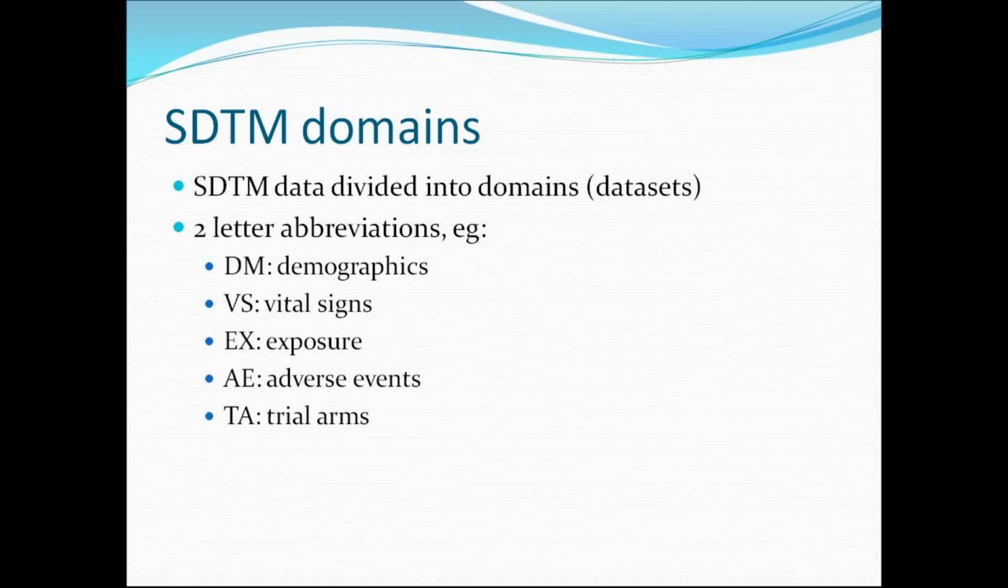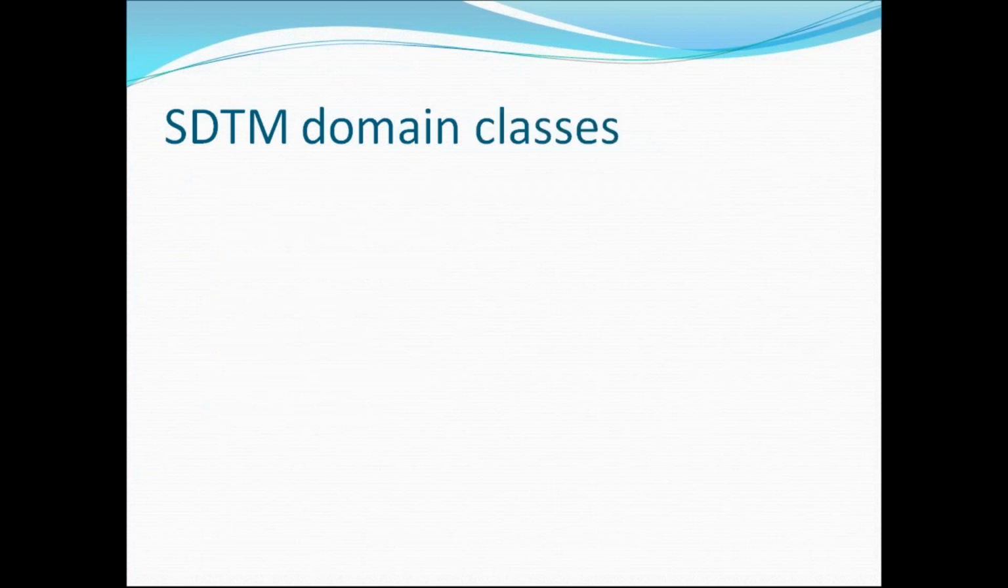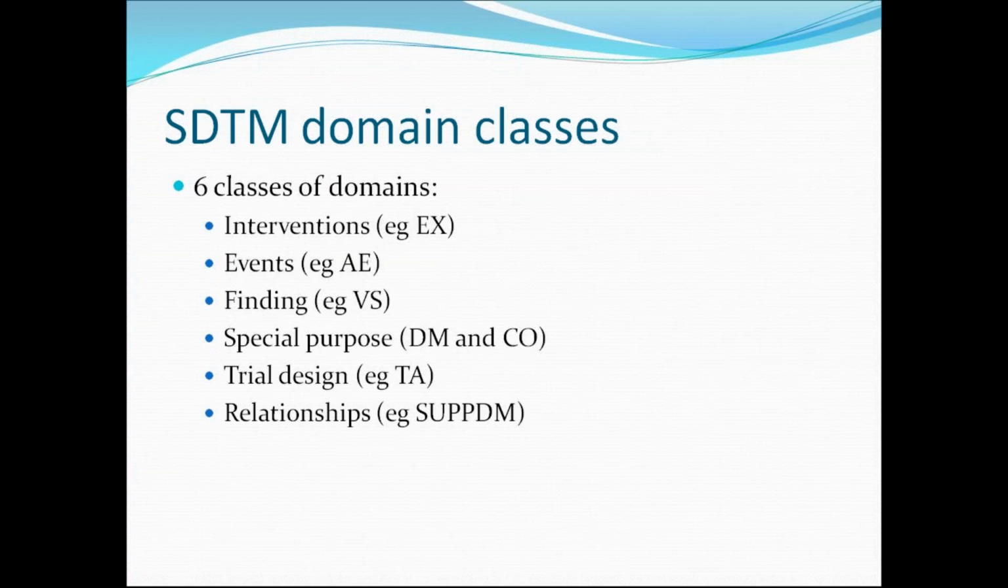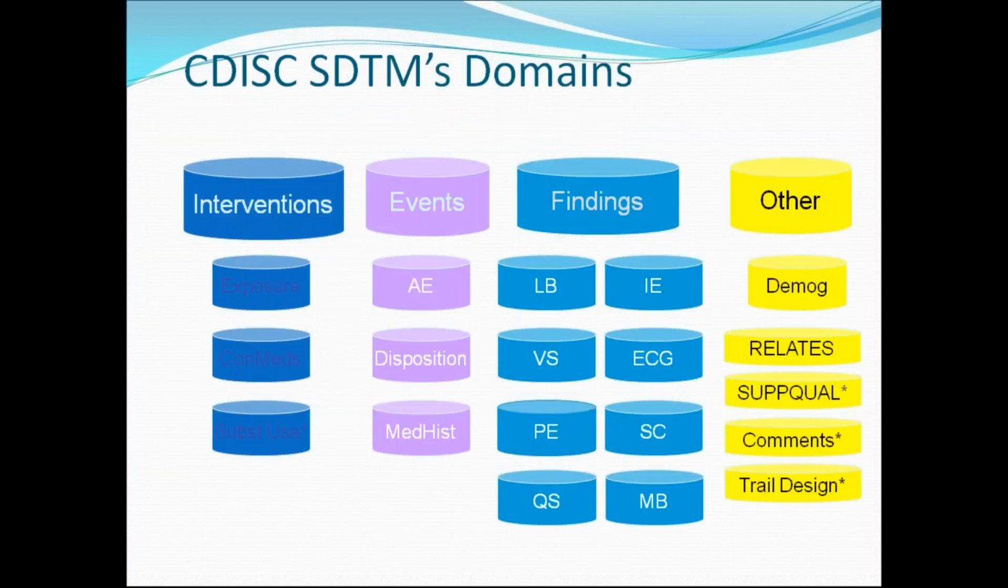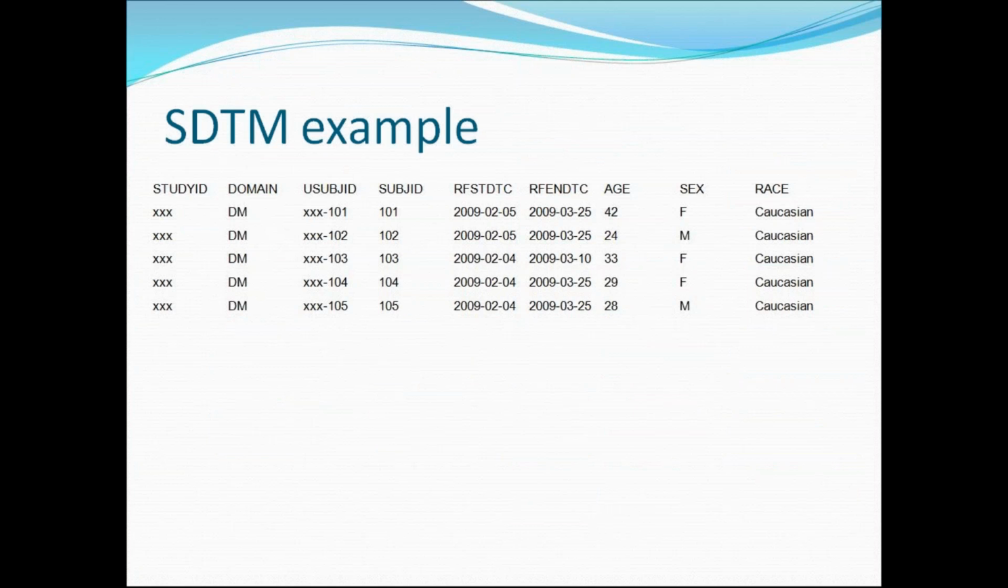We have around 40 domains to implement, and it depends on the requirement which ones we will work on. As I explained, there are six classes of domains: special purpose, interventions, events, findings, trial design models, and relationship, including supplementary qualifiers and RELREC.